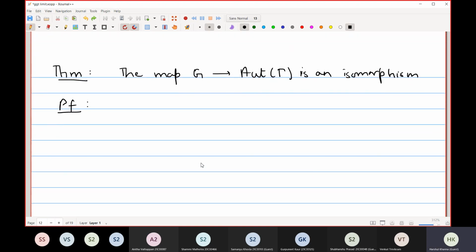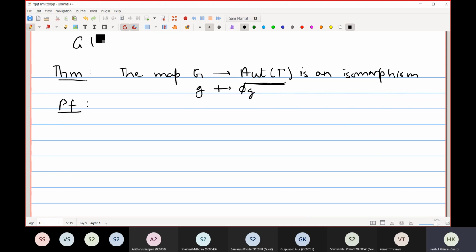So why we introduced Cayley graphs was to show that the group of symmetries of this graph is exactly G. So we want to show that the automorphism group of this graph is exactly G. So this map should be an isomorphism. So G goes to phi G. And what is this phi G?